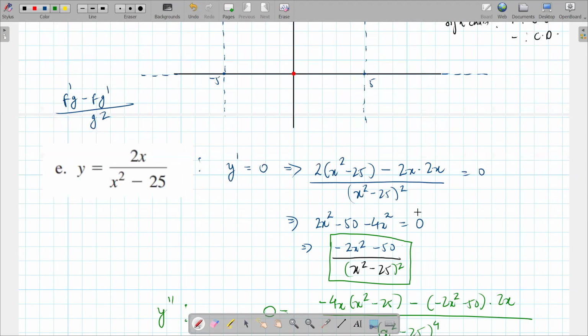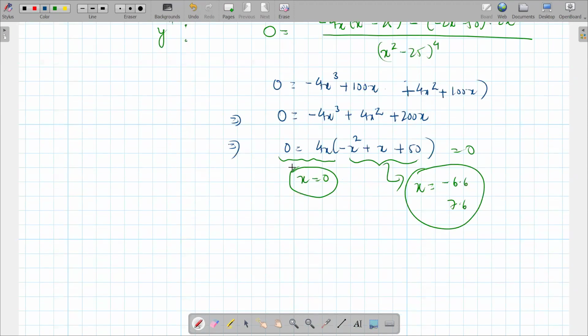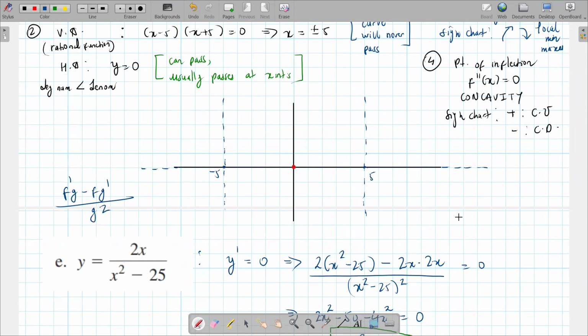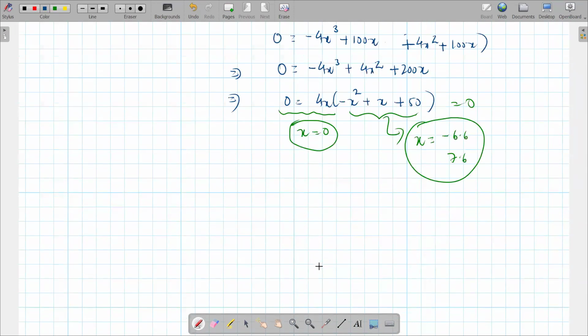Now let's go back up to our sketch. So we know that this one has no turning points, but we have a point of inflection right here at 0. Now what we're going to do is make a sign chart. And I'm not super concerned with these -6 and 7 because they're further away from my asymptotes. I'm primarily concerned with this 0 here. So what I'm going to do is make a sign chart.